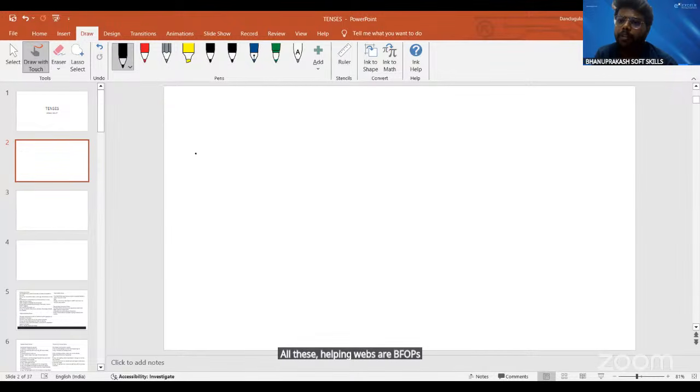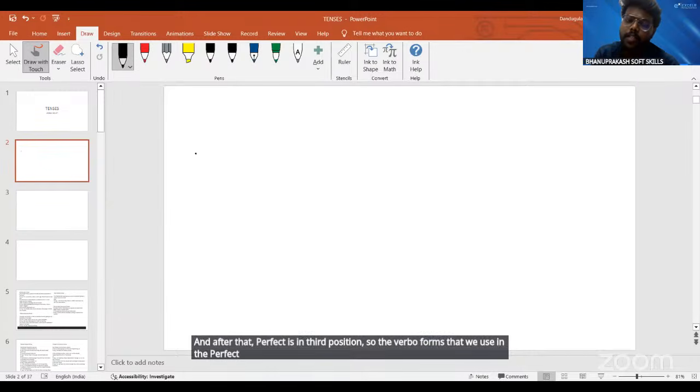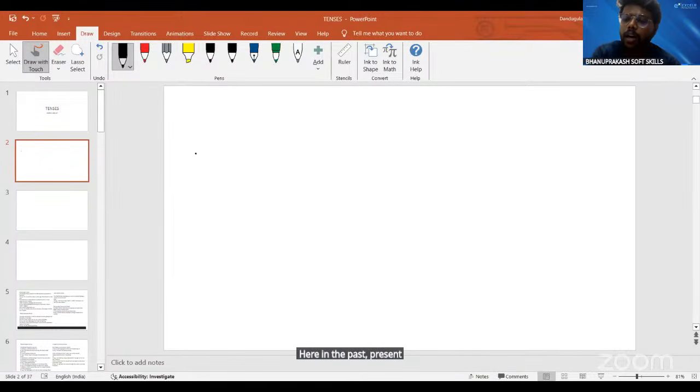And after that, perfect is in third position. So the verb forms that we use in the perfect, in the past, present, and future, are V3 form. And the helping verbs that we use are have forms, which is had in past, has, have in present, will have in future.